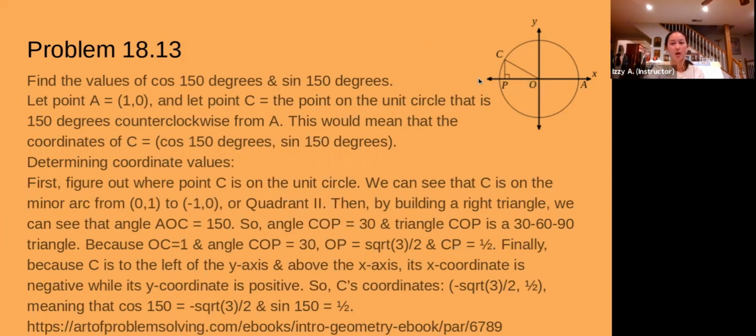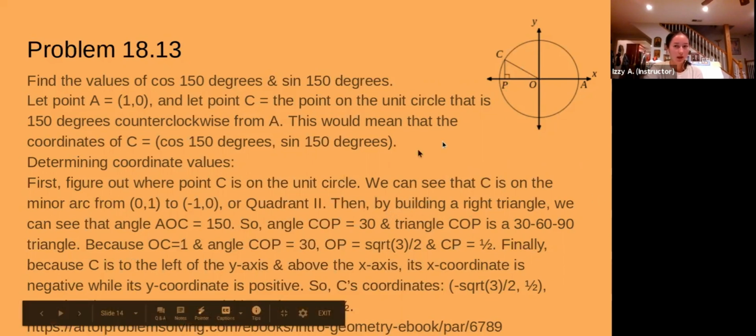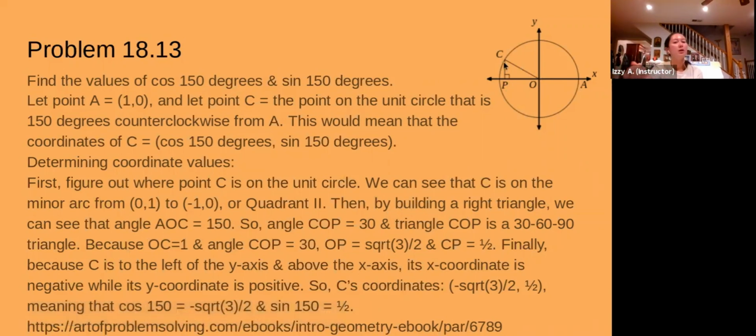But remember, because we are on the negative side of the x value, that means that cosine will be negative. But then because we are on the positive side of the y values, that means that sine would be positive. Okay, so if we continue on with solving this problem by building a right triangle, we can see that angle AOC is 150 degrees, and you probably could have figured that out after going over the first part of the problem.